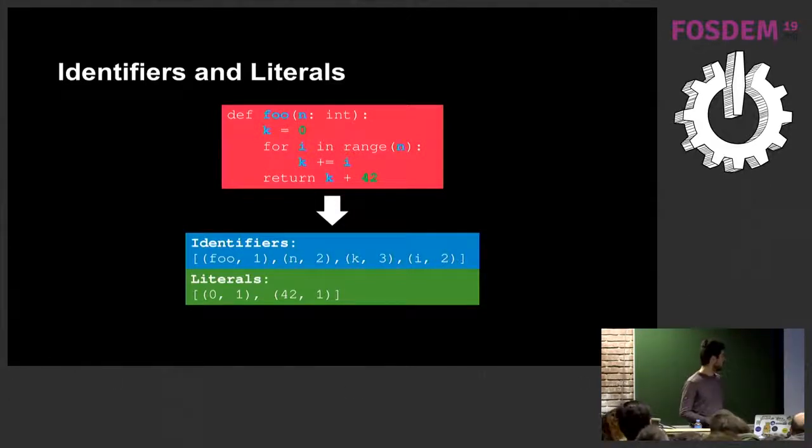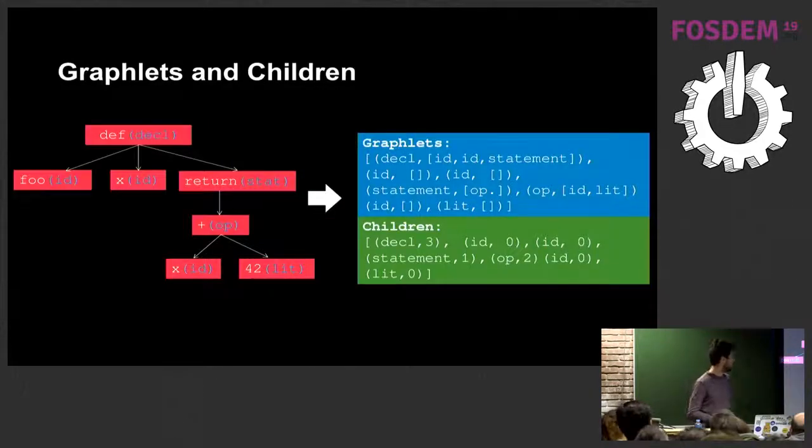The 2 I'm going to talk about are graphlets and children. A graphlet in a graph is basically a given node as well as all its children. As you can see here, we don't actually care for the syntactical data. We don't care that the node is called def, foo, x, or return. We actually rely purely on the node's internal type. So here I showed you how we extract all the graphlets.